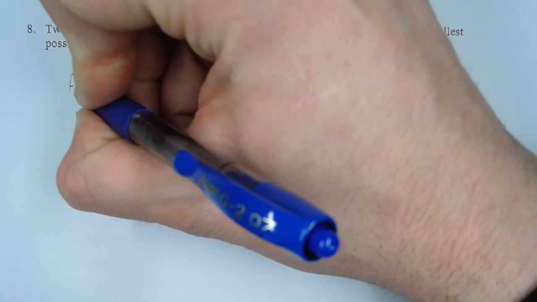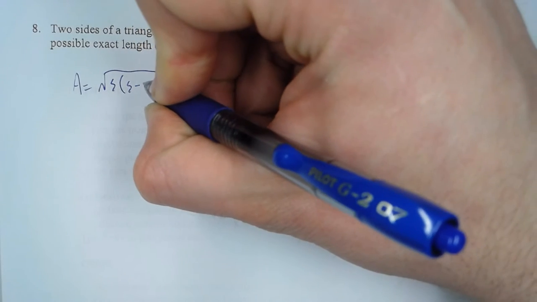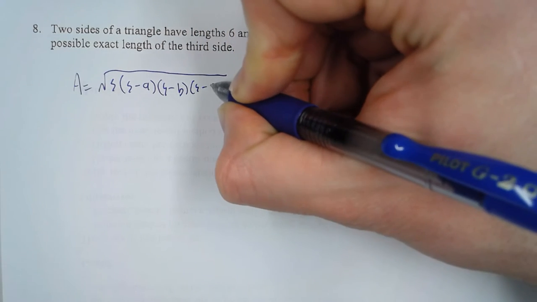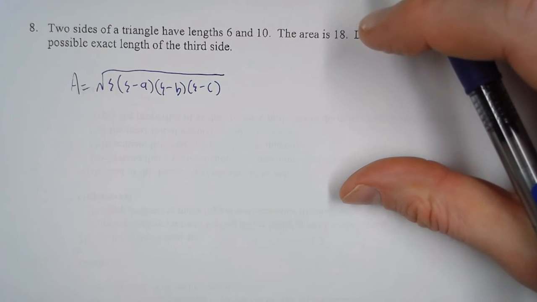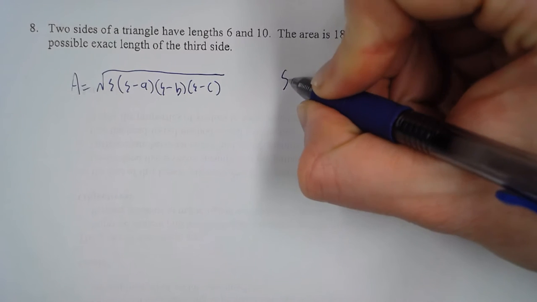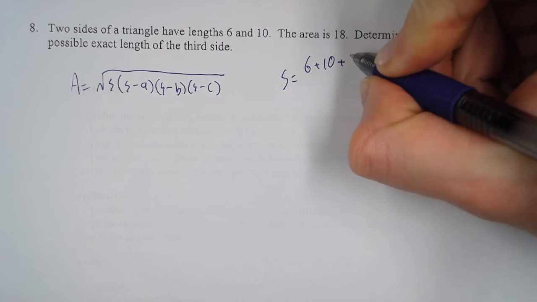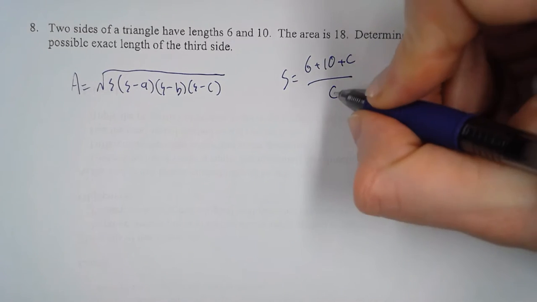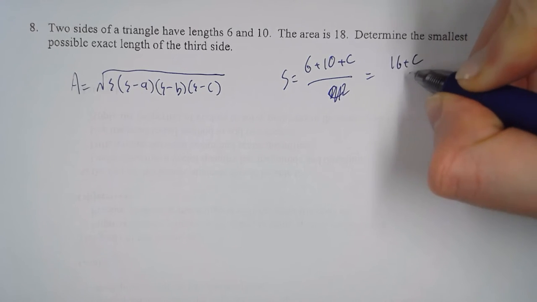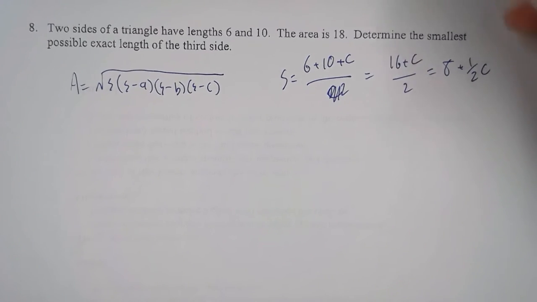And so the area of a triangle is the square root of the semi-perimeter times the semi-perimeter minus one side times the semi-perimeter minus the second side times the semi-perimeter minus the third side. Now the way you calculate the semi-perimeter is you add up the three sides and divide by 2. Now we only know 2 of them, so we have to leave the third in terms of c. So that's going to be 16 plus c divided by 2. So that's 8 plus 1/2 c.